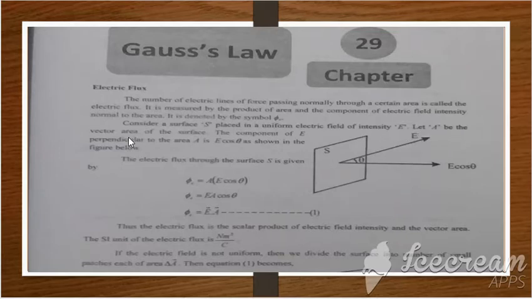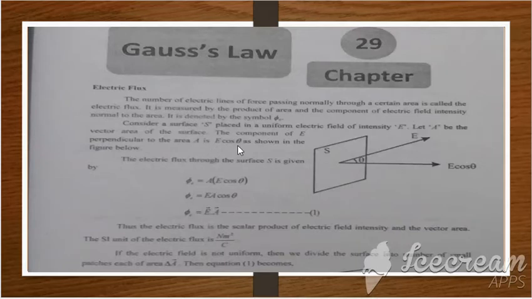Let A be the vector area of the surface. Suppose this is the area, and this is how we can describe it in terms of a vector. This one is the vector area. Let A be the vector area of the surface. The component of E perpendicular to the area A is E cos theta.